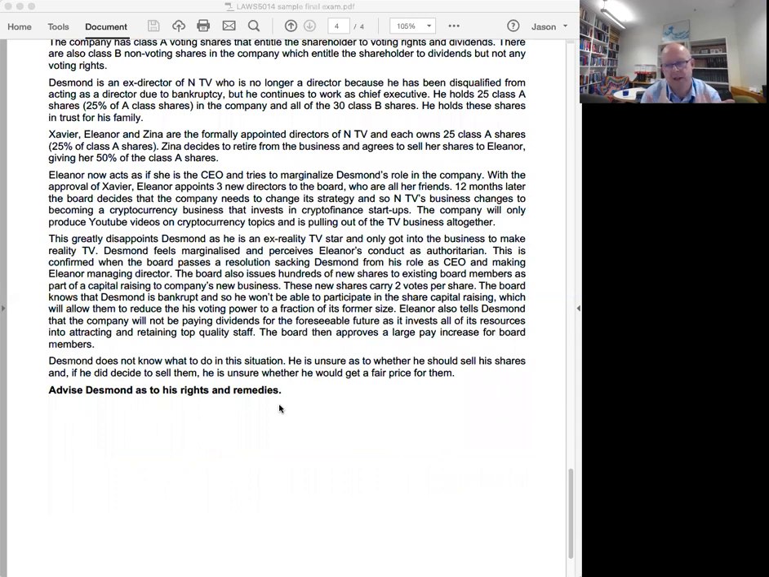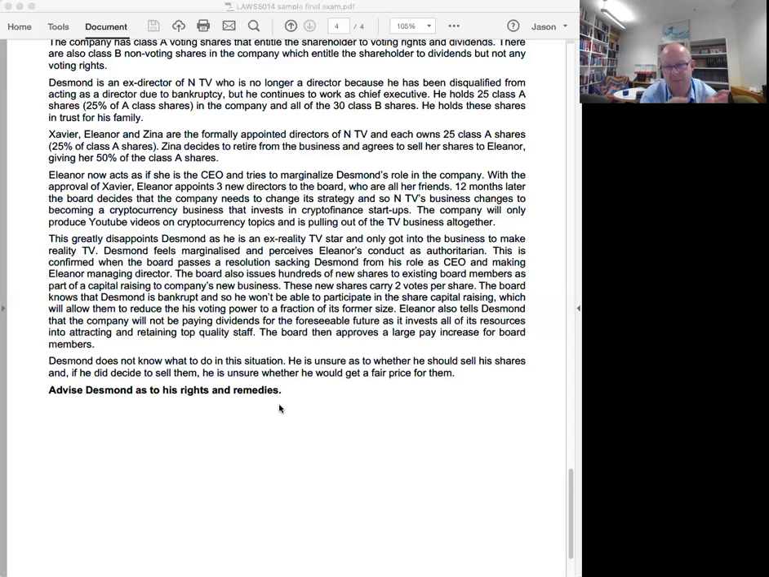So join those up. We've got our special resolution, 75%. If 2 out of the 3 pass a resolution, they could authorise a range of things through an ordinary resolution. Zena retires, sells the shares to Eleanor, so Eleanor now has 50%. So that would mean that Xavier and Desmond would have to combine in order to defeat an ordinary resolution. And Eleanor and Xavier could combine to pass a special resolution. All right, Eleanor now acts as if she's the CEO. She wants to marginalise Desmond.